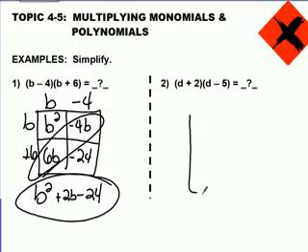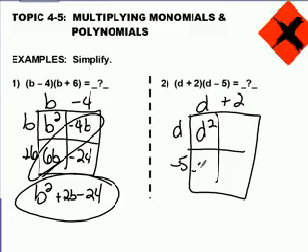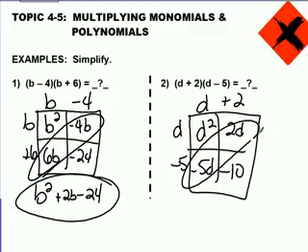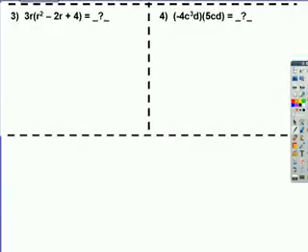Okay, on question 2, it's another box method. So I've got d plus 2 across the top and d minus 5 across the side. This is d squared, negative 5d. Here we've got 2d, and in the bottom I've got negative 10. I'm going to add my diagonals whenever I pull things out. D squared minus 3d minus 10. That's my answer.